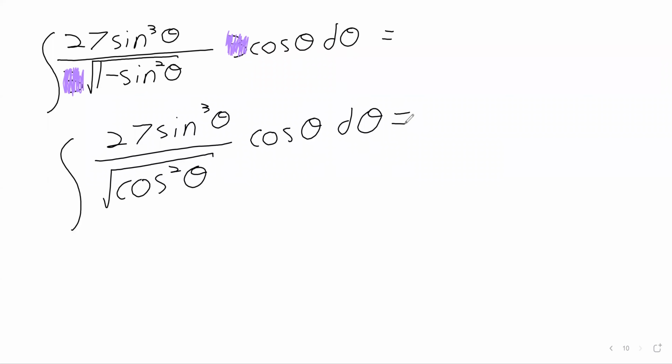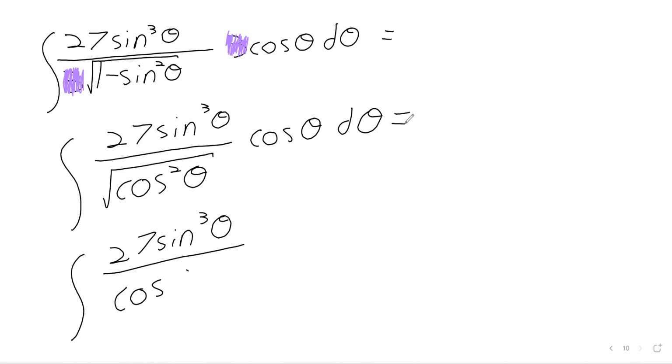And good news, bad news, I guess. The good news is that we have some cancellation. We get rid of the square root, just like we wanted. And that leaves us with a cosine up top and a cosine down below.